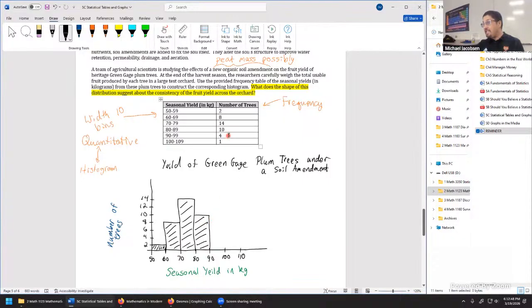So next, between 90 and 99, it drops off quite a bit, just 4 trees in that range. And finally, just 1 tree in the range between 100 and 109. So 1 tree, this one's going to be kind of hard to draw. This is kind of compressed, so go halfway here. Maybe about like that might do the job.